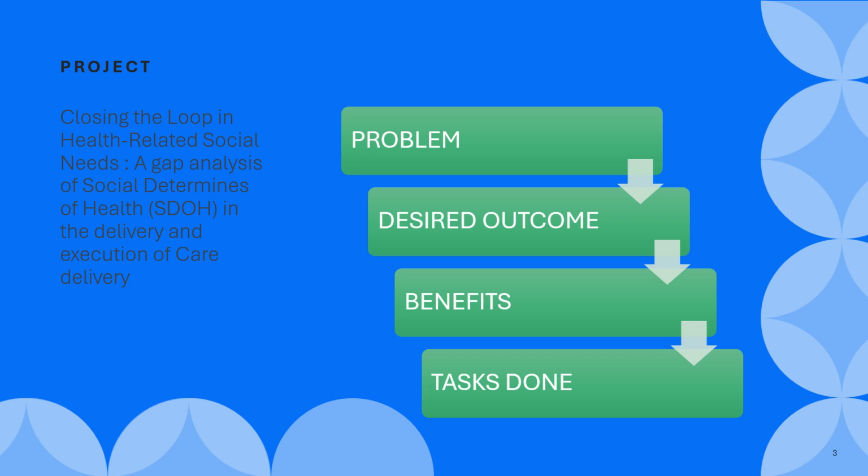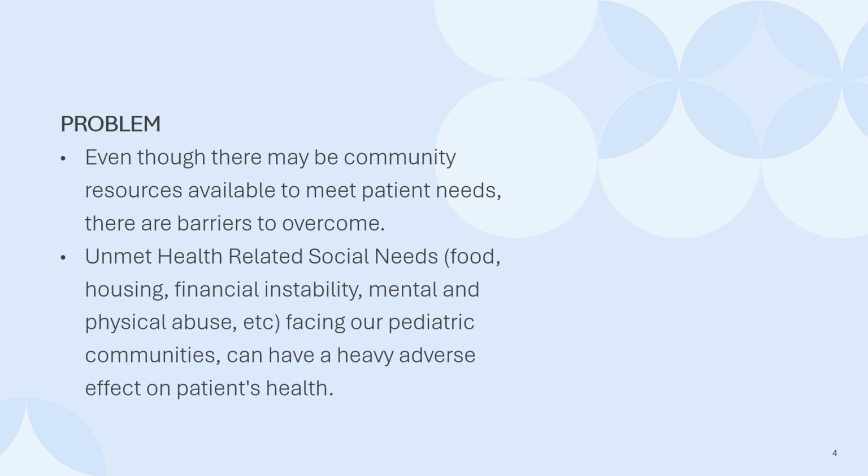Our four major components in this project were to establish a problem, look at a desired outcome, the benefits of these, and the tasks that had been done. The problem is that even though there are many community resources available to meet patients' needs, there are barriers to overcome, and those unmet health-related social needs like food, housing, financial instability, mental and physical abuse, etc., that are faced in our communities have a heavy adverse effect on patients' health.